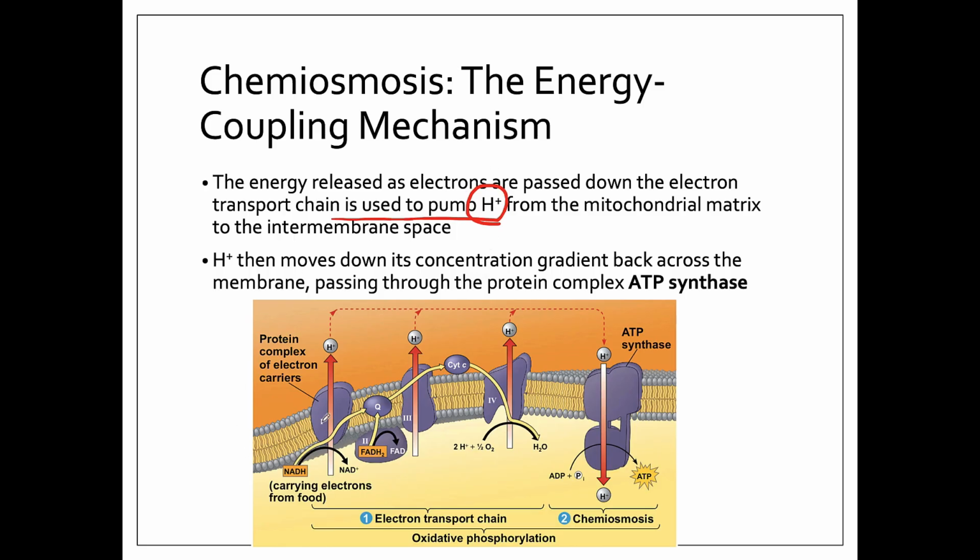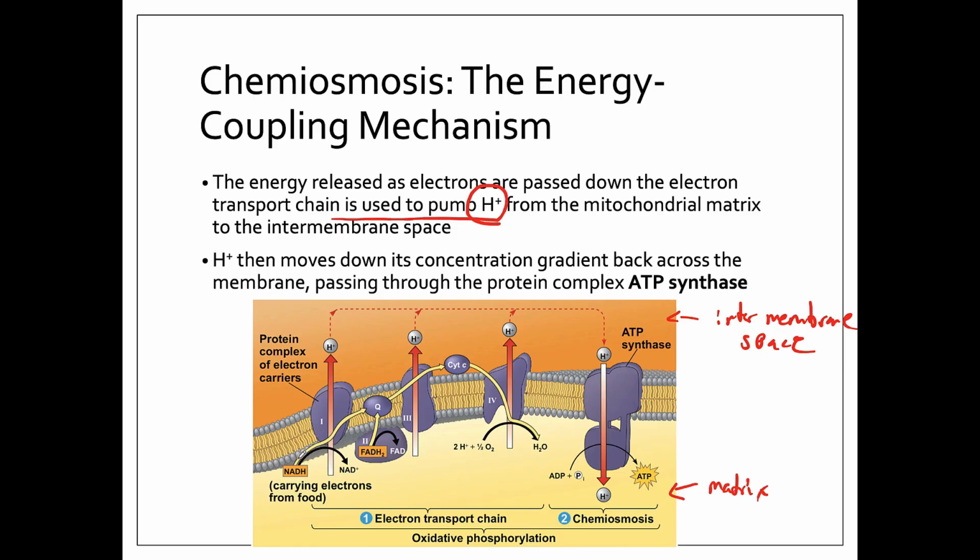So this membrane here is the cristae, that is the inner mitochondrial membrane. Inside of there is the mitochondrial matrix. And then this space is the intermembrane space, which is between the inner and the outer membranes. So here is kind of a simplified view of the electron transport chain.